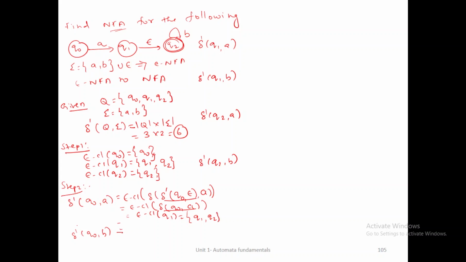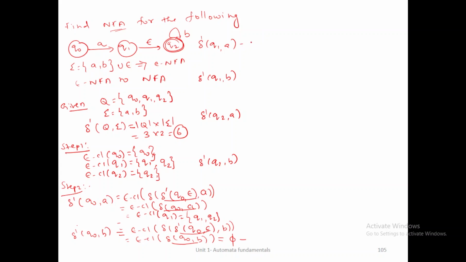Okay. Then the second one, Q0B: you write the formula, epsilon closure of tilde cap of Q0, with epsilon and the input symbol B. Then epsilon closure of the answer for this one, which is Q0 with B. You check whether any Q0 B transition is there. No. So the answer for this one is phi, there is no state. Epsilon closure of the null set is the null set. So there is no answer for this one, or simply you put an underscore or dash in the table.